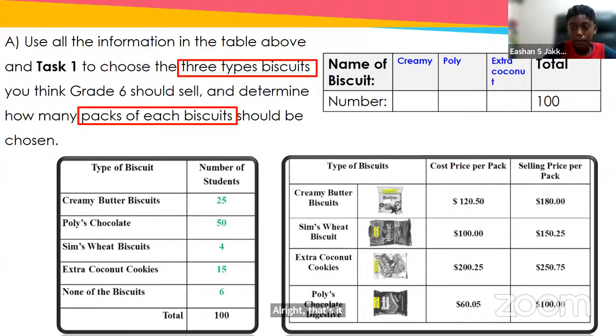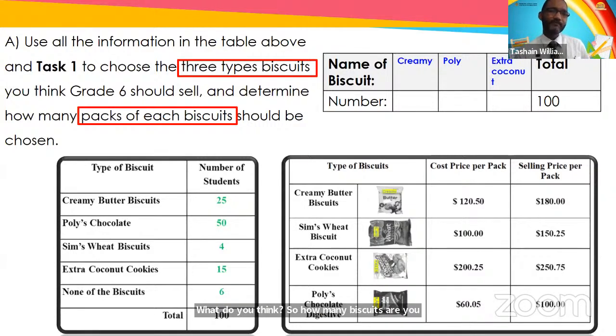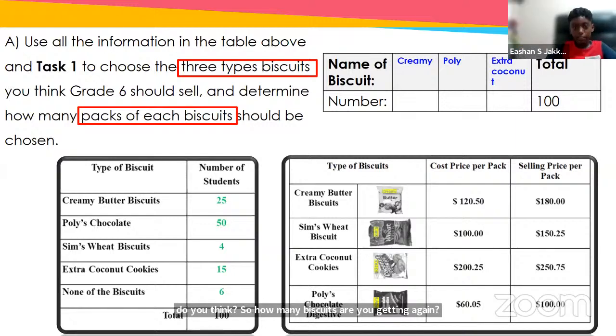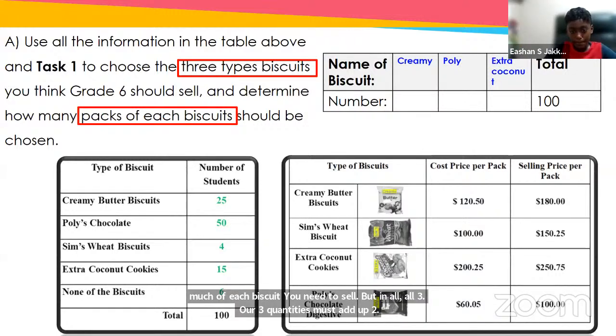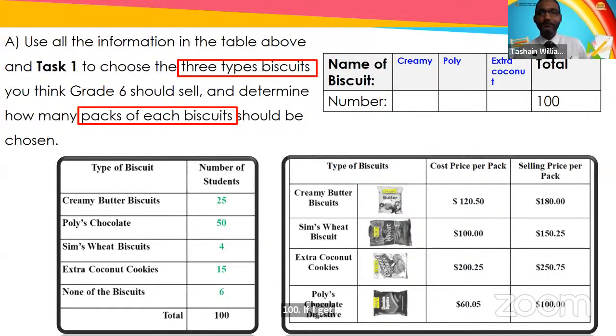So how many biscuits are you getting again? We're trying to get 100 total biscuits. All right, but remember, it's PTA giving you the 100 biscuits. So you have to decide now how much of each biscuit you need to sell, but all three quantities must add up to 100. If I get over 100, would that be correct? No, sir. Something would be off, don't it?